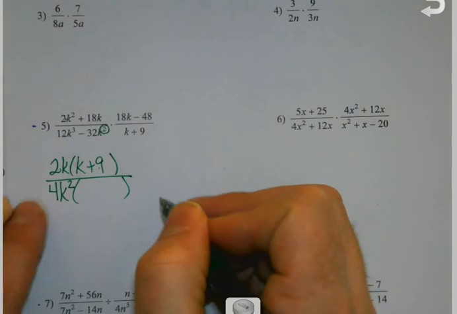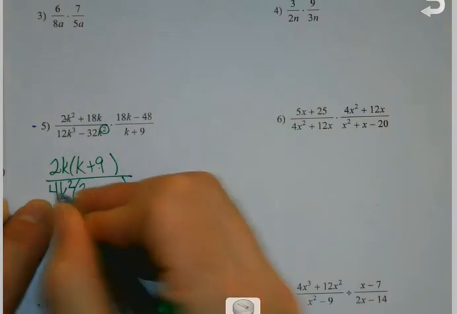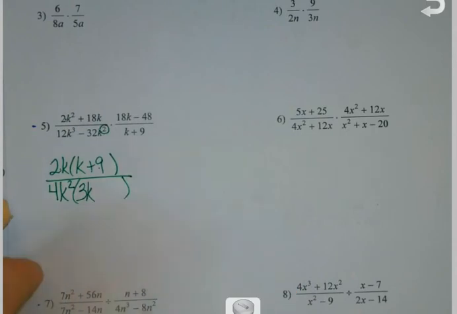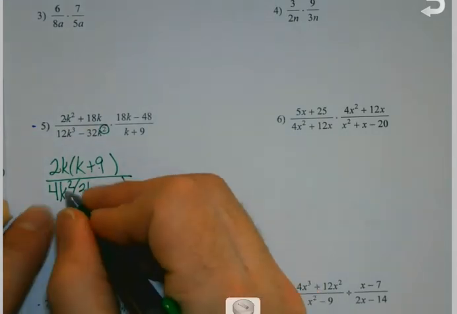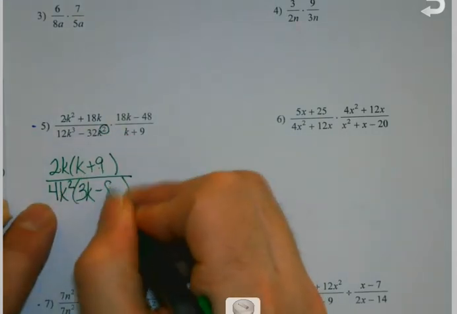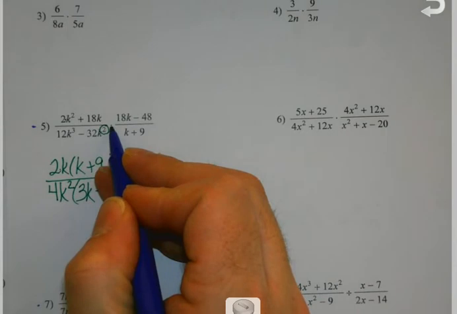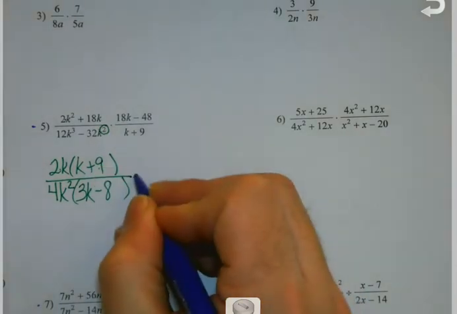So let's see here. 4 times 3 gets me to 12. And 2 plus 1 gets me to 3. And then 4 times 8 is 32. And I already have all my k's, so I don't need any more. So I'm going to leave that one alone. I notice we're multiplying this time, so no flipping.